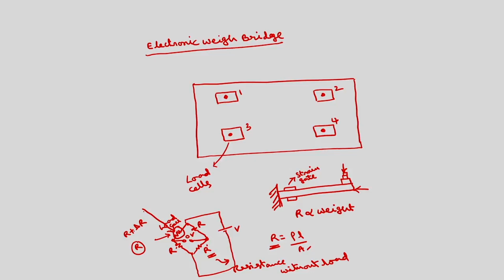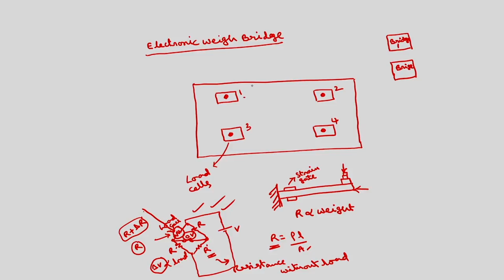If I apply the load, this becomes R plus delta R, which causes the unbalance of the bridge. Thereby the voltage here will be other than 0. So, this delta V volts that is generated here is proportional to the load. Whereas in case of this electronic weighing machine, we will be having 4 such loads. So, we will be having 4 such bridges. This is one bridge, this is one bridge. Inside this bridge we will be having this circuitry. So, 4 such bridges.